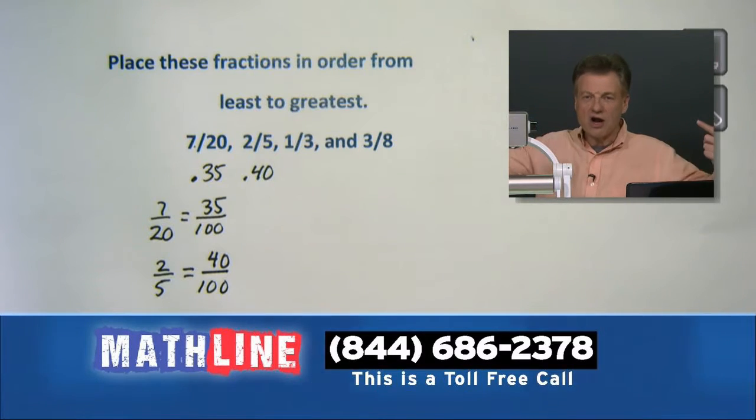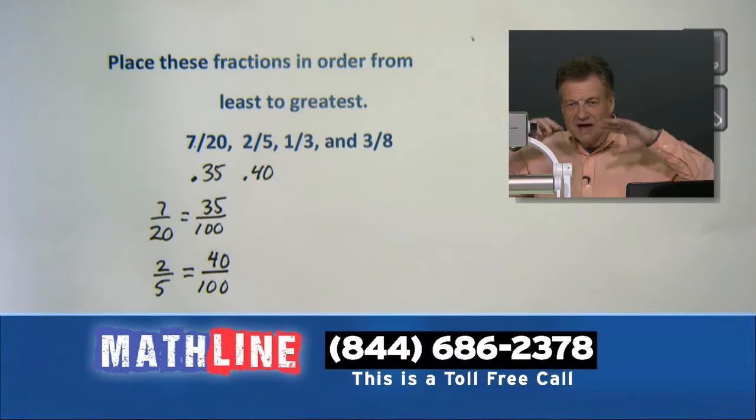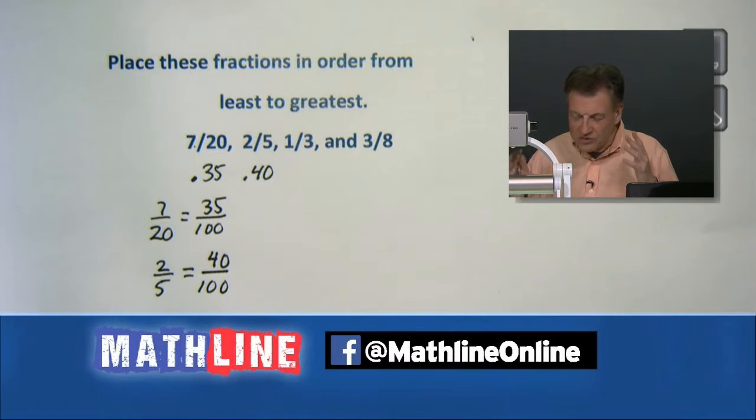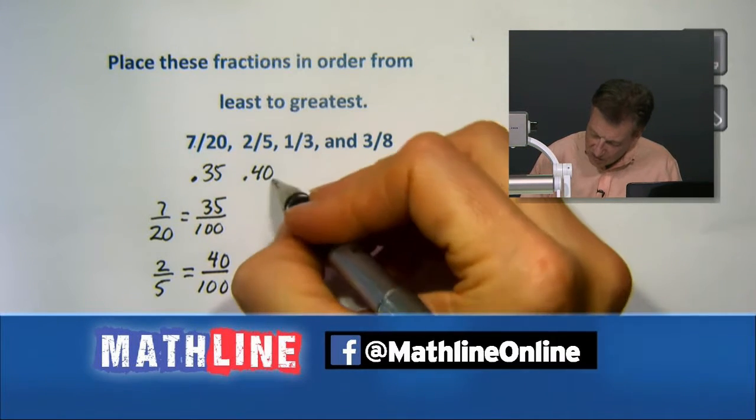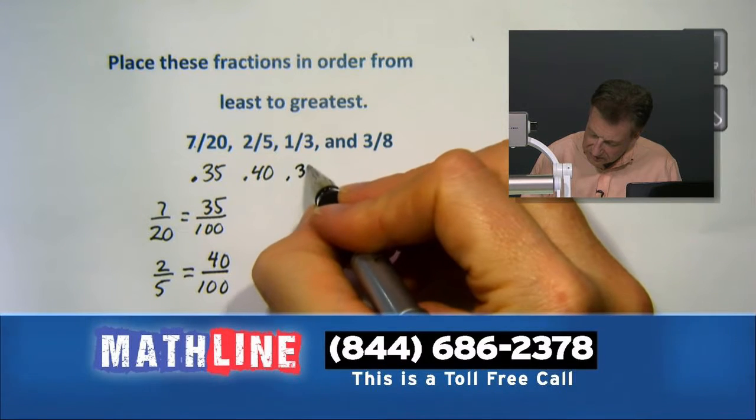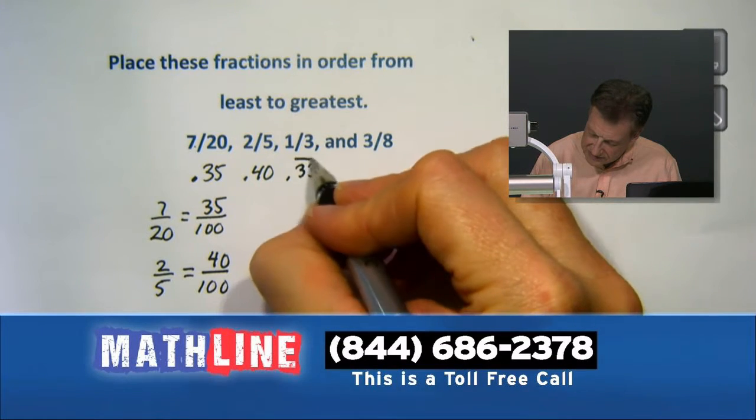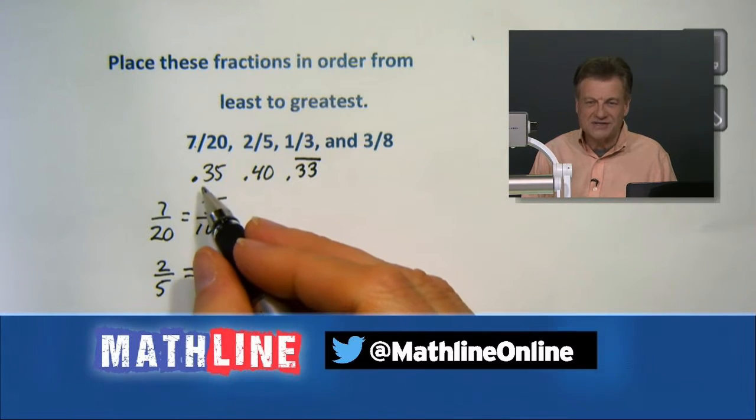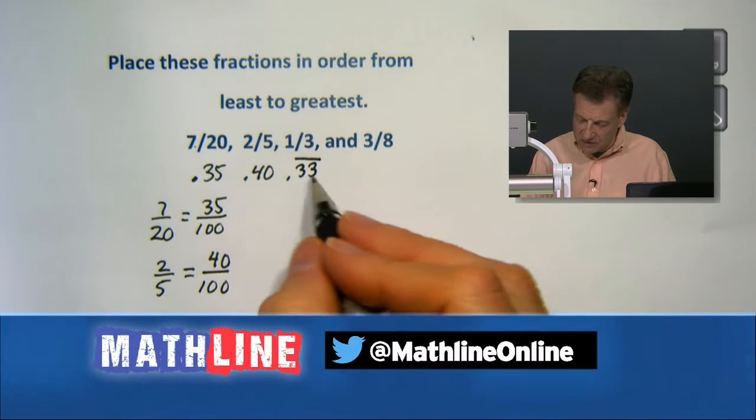Now, 1/3, let's just think about it. You divide 3 into 1, that doesn't go. Add a 0, you got a 3. Oh, it starts repeating, right? So we've got basically a repeating decimal, but we've got 33 hundredths. So we can tell that's smaller than this one. So already we've got 3 of them in order.